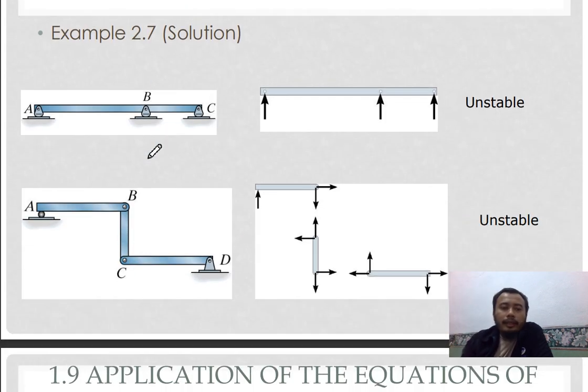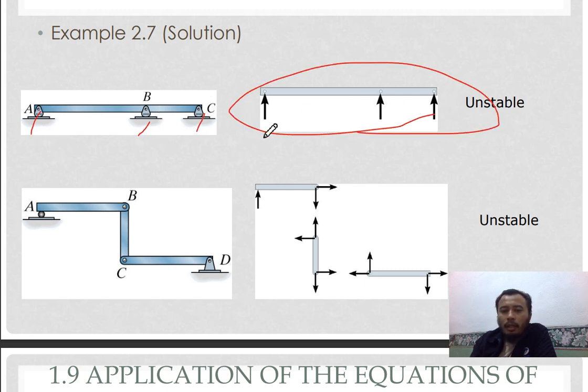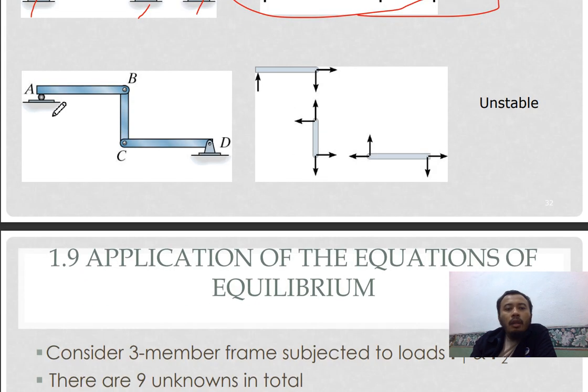Okay, next example, a beam, pin. So as you can see here, it's parallel, so it is unstable. This one, why does it become unstable? Because the forces are also parallel, and then the movement here is not properly constrained.